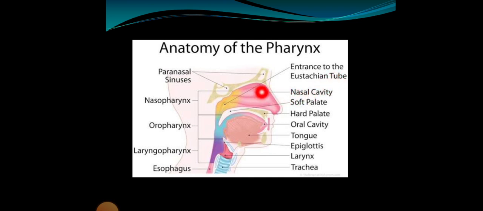And this region is the nasal cavity, and this is the soft palate, and this one is the hard palate. Here is the oral cavity, and this region is the tongue, and this region is the epiglottis. So below the epiglottis there is the larynx and trachea. This is the anatomy of the pharynx.